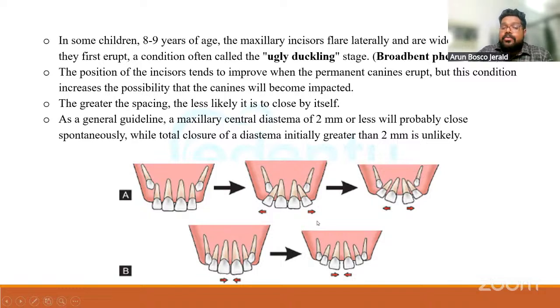And you have to make sure that the space between the two incisors is not because of a thick or highly attached labial frenum. If it is so, you have to intervene on the frenal attachment in the later stages. But during this age group, we have to wait and see how much the midline diastema is getting corrected. If the space is less than 2 millimeters, mostly it is likely to be closed by itself. If it is more, you have to check for the actual reason for the maintained midline diastema. This is about the ugly duckling stage or Broadbent phenomenon.